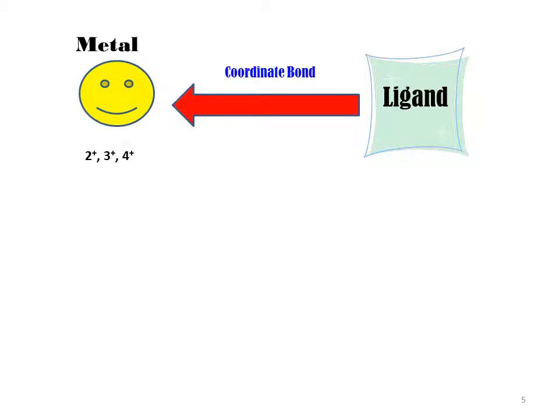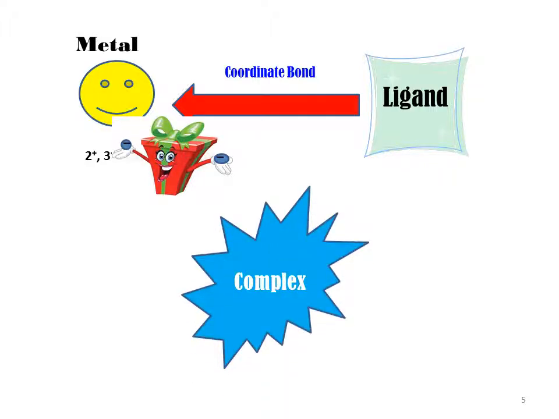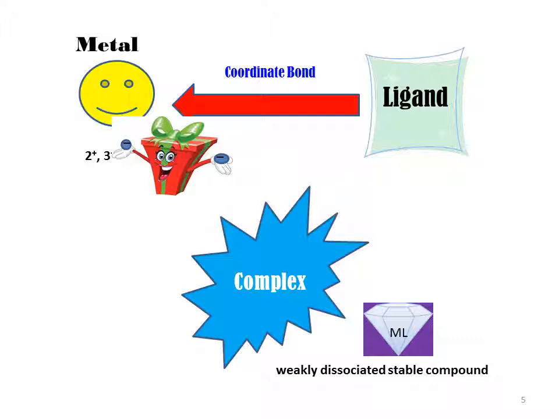In a simple diagrammatic form, the central metal ion, which is usually positively charged, either 2, 3, or 4 positively charged, combines with a ligand which donates a lone pair of electrons to form a coordinate bond, thus forming a complex which is a weakly dissociated stable compound.